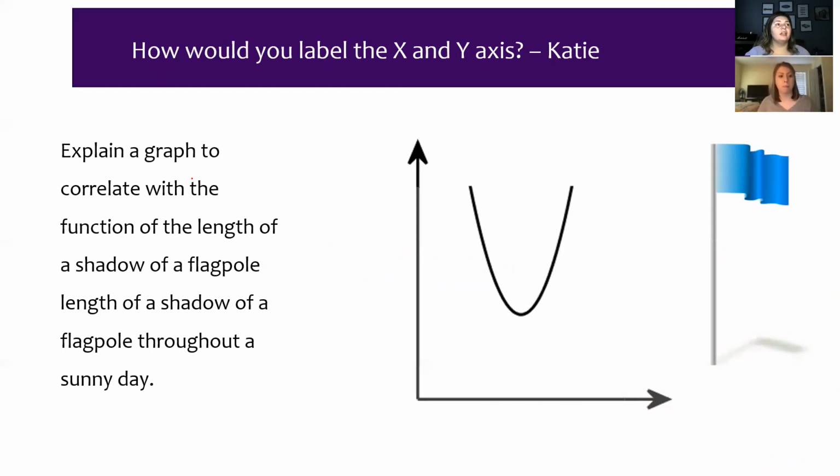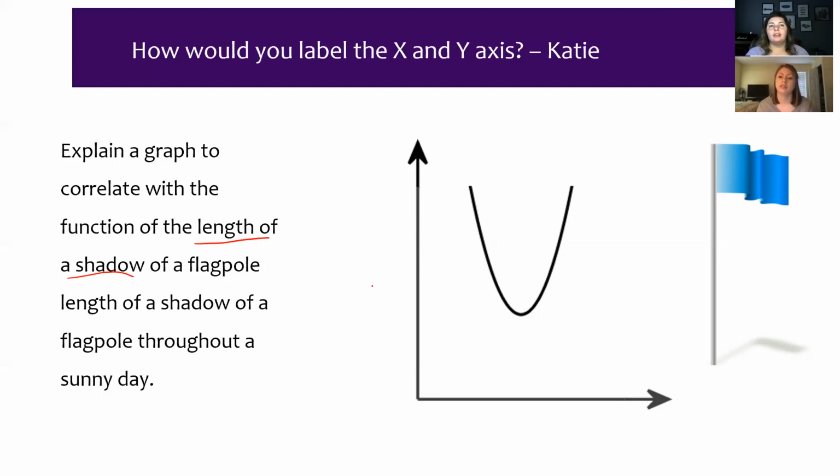Okay, so again, we're going to explain a graph to correlate with the function of the length of a shadow of a flagpole throughout a sunny day. Man, that's a tongue twister. So we know, of course, that the sun rises and then sets, so it makes a big upside down U shape. For this one, we're wanting to know the length of the shadow, and again, the time of the day.